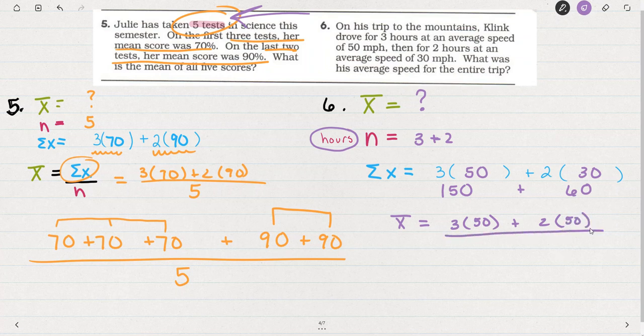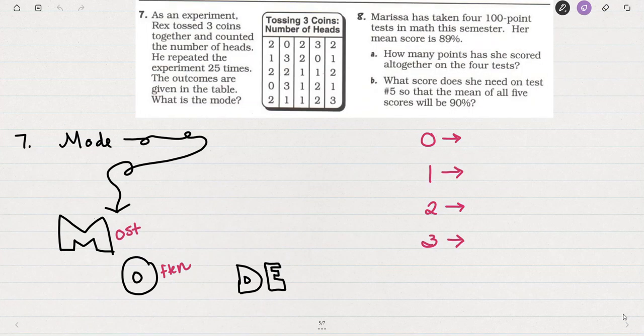And then I'm going to divide by the number of hours he's traveled, which is 5. And that'll give us the mean average. Well, I hope that this helps you get a little bit better grasp of the work we can do with a mean. Let's look now for number 7 at a mode.